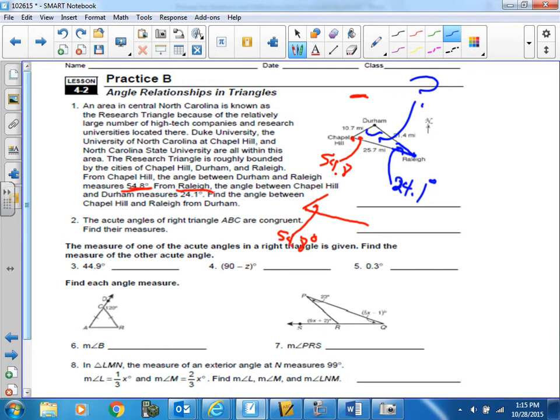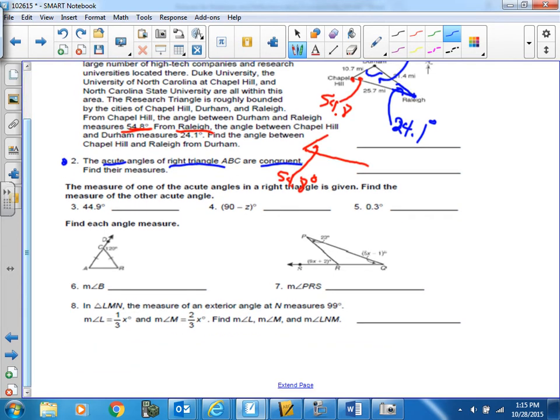All right, you should be able to do number 2. You know it's a right triangle and the acute angles are congruent. You should be able to tell me what the other angles are. That should not be an issue.